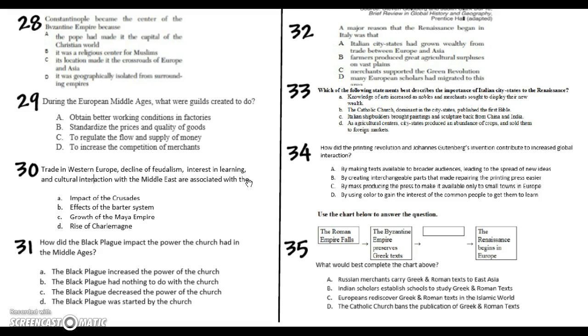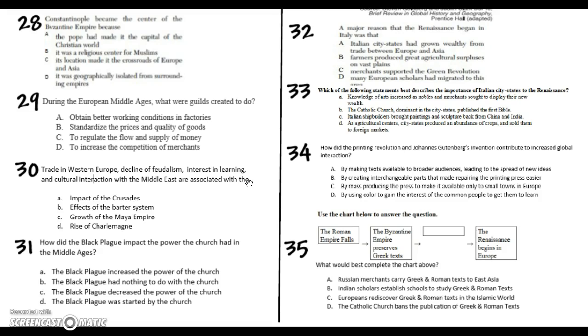Number 30. Trade in Western Europe, decline of feudalism, interest in learning, and cultural interaction with the Middle East are associated with A, the impact of the Crusades. B, effects of the barter system. C, growth of the Maya Empire. D, rise of Charlemagne. Number 31. How did the Black Plague impact the power the church had in the Middle Ages?